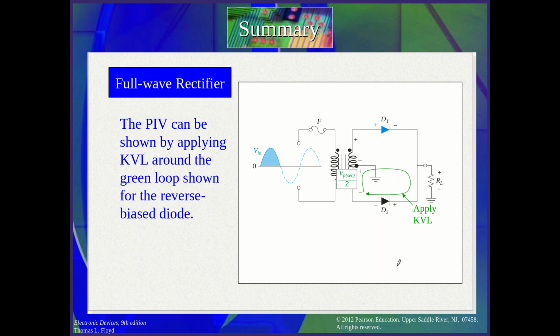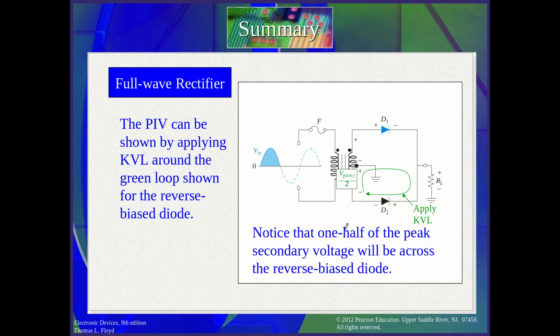Okay, now if you analyze the circuit, you will see that when D1 is conducting and D2 is reverse biased, if you apply Kirchhoff's voltage law, you will see that a peak inverse voltage can be shown across this diode. From this point to this point, there is the peak inverse voltage over 2. Notice that one half of the peak secondary voltage will be across the reverse biased diode.